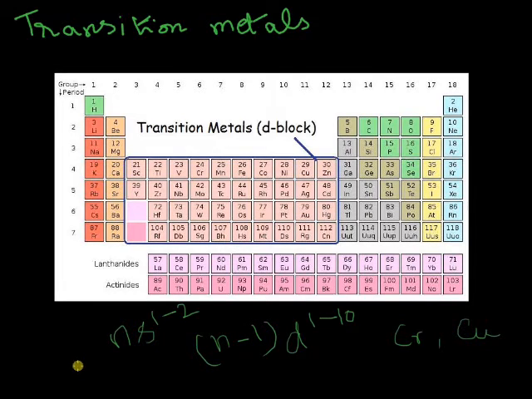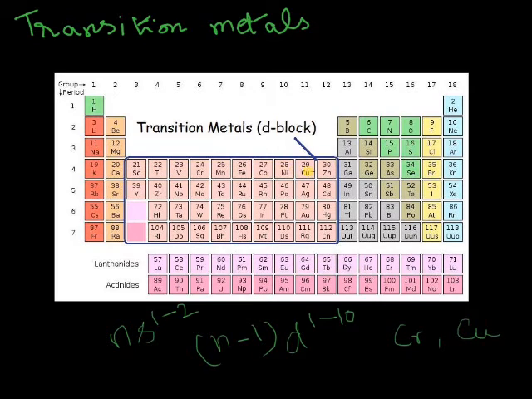Now we define a transition element as one which has an incompletely filled d orbital, either in its elemental state or any one of its oxidation states. To make it clear to you, I will give some examples. Take scandium for example, which has 21 electrons. Its outermost configuration is 4s2 3d1. It has a partially filled d orbital.